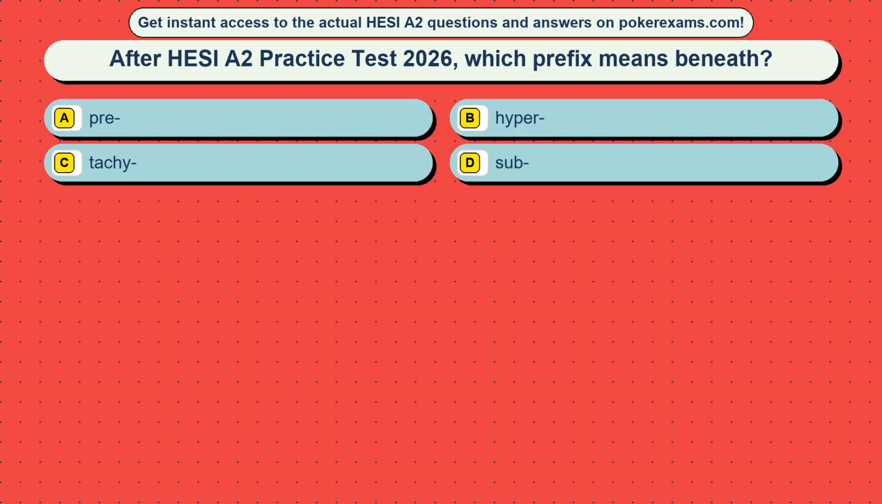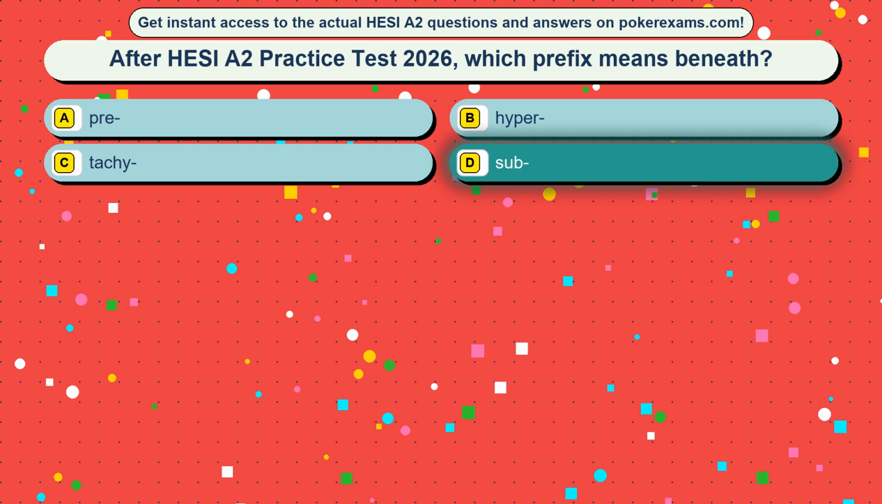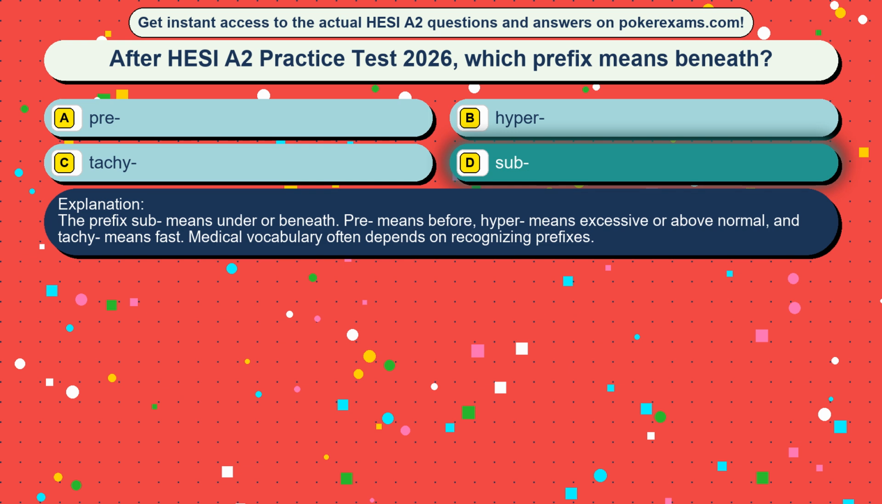Question 26. HESI A2 Practice Test 2026, which prefix means beneath? Option A, pre, option B, hyper, option C, tachy, option D, sub. The correct answer is option D, sub. The prefix sub means under or beneath. Pre means before, hyper means excessive or above normal, and tachy means fast. Medical vocabulary often depends on recognizing prefixes.